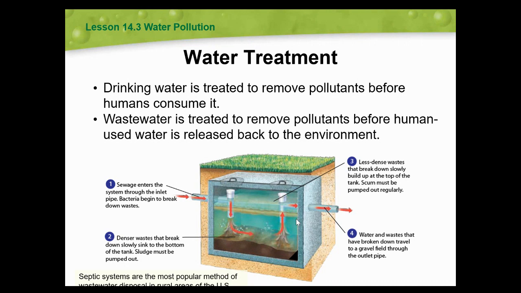And then water and waste that has been broken down can travel to a gravel field through the outlet pipe. So you can get some of that sewage water traveling into this gravel field through the outlet pipe, and then eventually it can get back into the environment. But if the septic tank is working properly, it should be at least partially broken down before it does that.